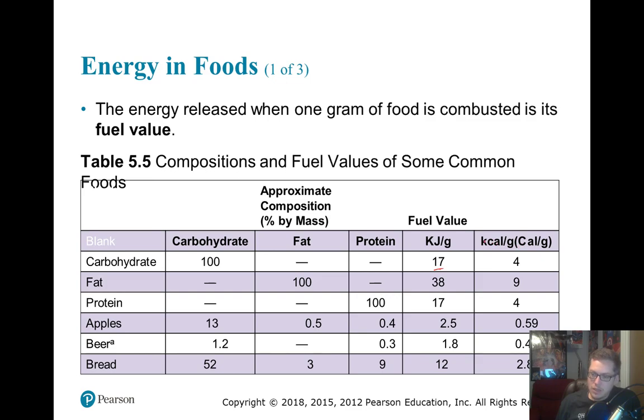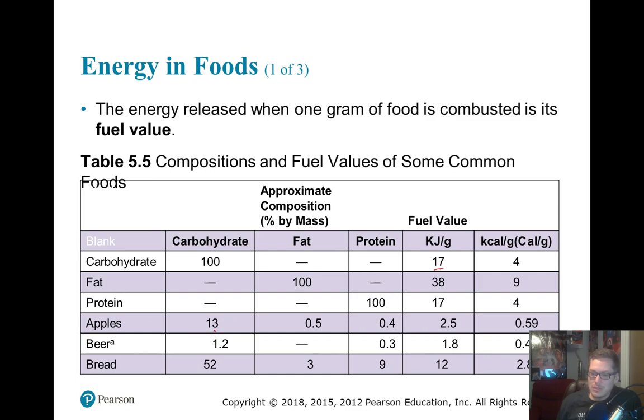Notice that a kilocalorie is equal to a big C calorie. And then fats, they have 38 kilojoules per gram and 9 kilocalories per gram. Proteins are 17 and 4. So apples are a mix of all three of these.